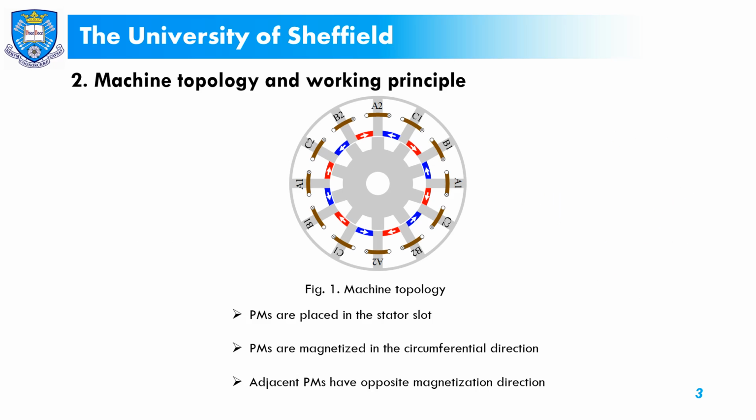Fig 1 shows the machine topology of a stator slot PM machine, from which we can see the magnets are placed in the stator slot, and they are magnetized in circumferential direction. The adjacent magnets have opposite magnetization direction.